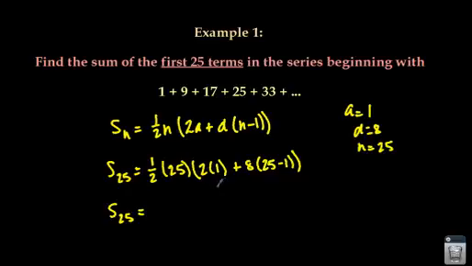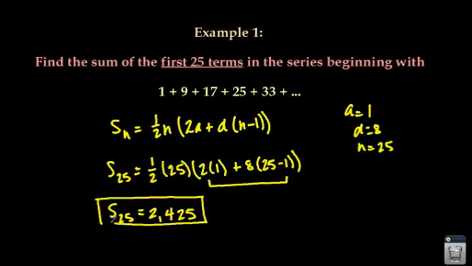Because this is equal to the first term plus the last term, I end up with 2,425 again. So that's how you do a problem by finding the last term first and then plugging it in, or by using the formula in which the last term is not required.